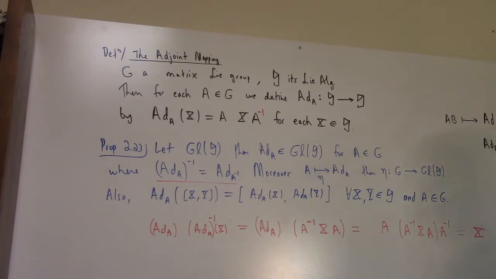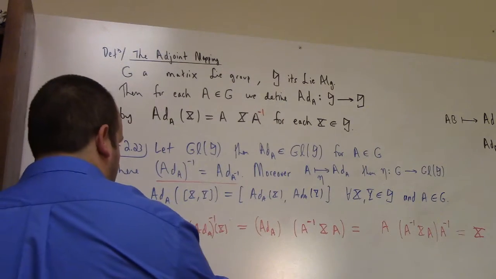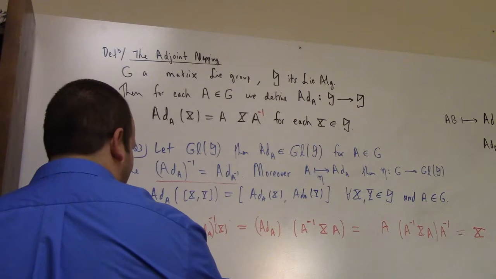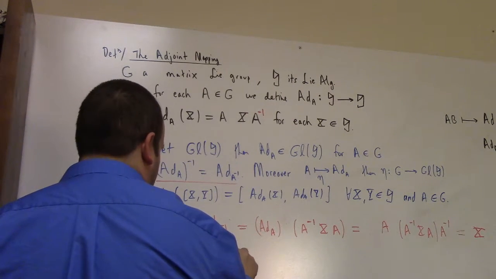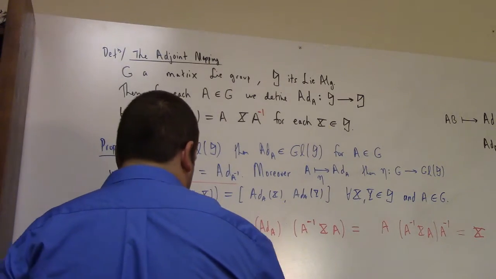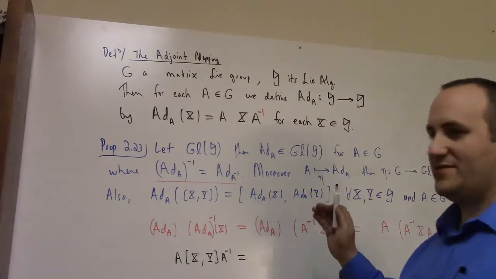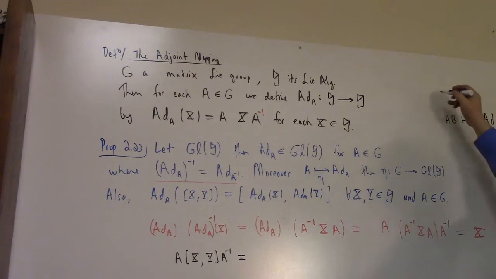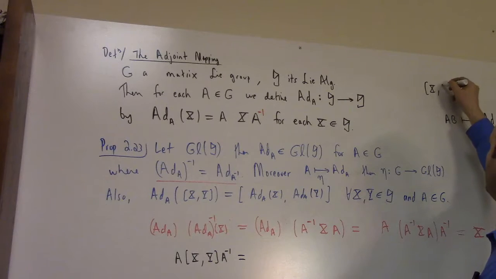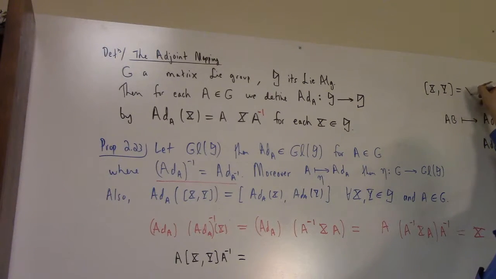What else do we need to prove? This relation here. It's not too hard. So we do A, X, Y, A inverse. If I was smarter, I would start with the other side. What do the brackets mean again? Commutator. We're in a matrix Lie algebra, so that's actually the commutator. It's XY minus YX.